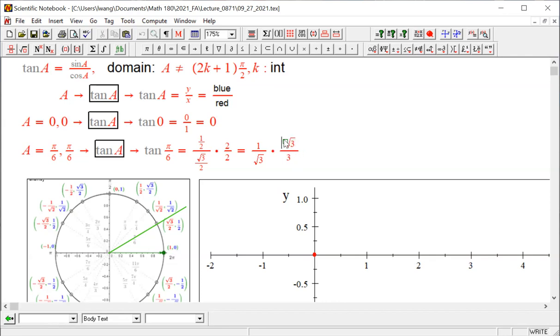Make sure of this, because remember this class is 5 classes in 1. We're learning across the courses. Okay, so this is equal to √3/3. You are absolutely right. Does everybody follow me? Okay, so tangent pi over 6 is √3/3. Pi over 6 is the input, √3/3 is the output.